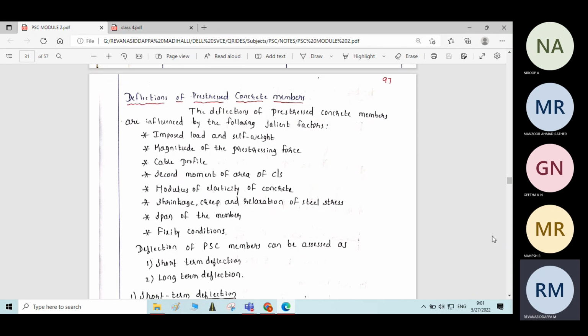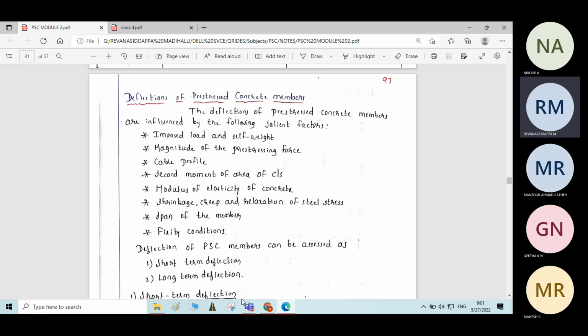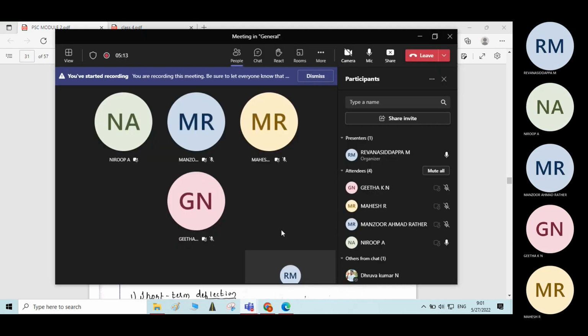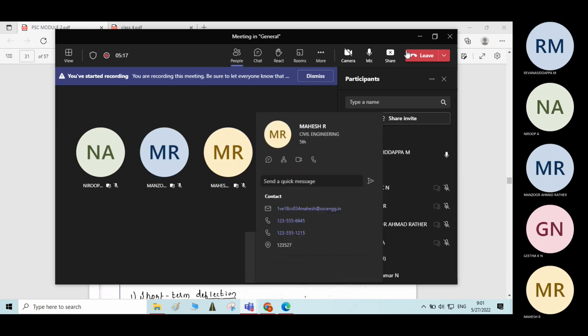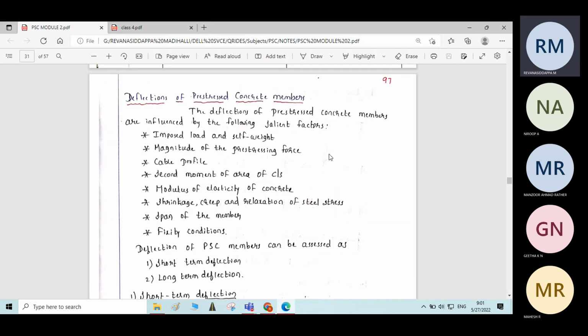Sir, again, the screen is not visible. Is it the same for others? Mahesh, Manzoor, Geeta, please confirm whether the screen is visible or not. Visible, sir. Okay. Thank you.